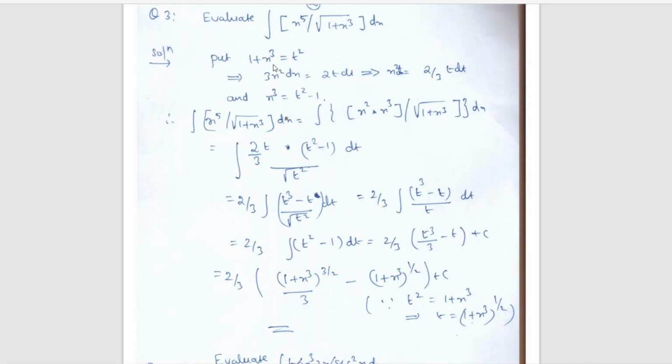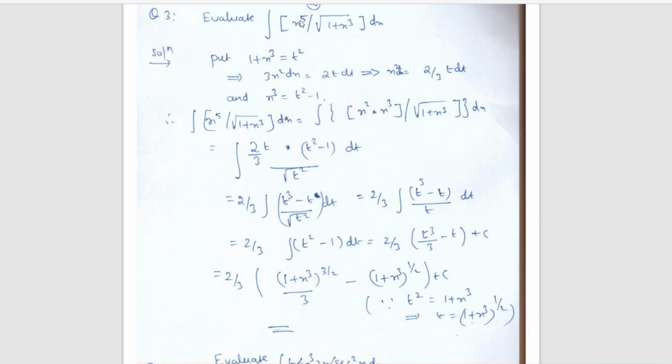So take 1 plus x cube equal to t square. Now differentiate this with respect to x. Differentiation of x cube is 3x square dx, right? 3x square dx equal to t square. Differentiation of t square is 2t dt. Find x square dx from this, because we have x square in the numerator. So from this, x square dx is 2 by 3 t dt.